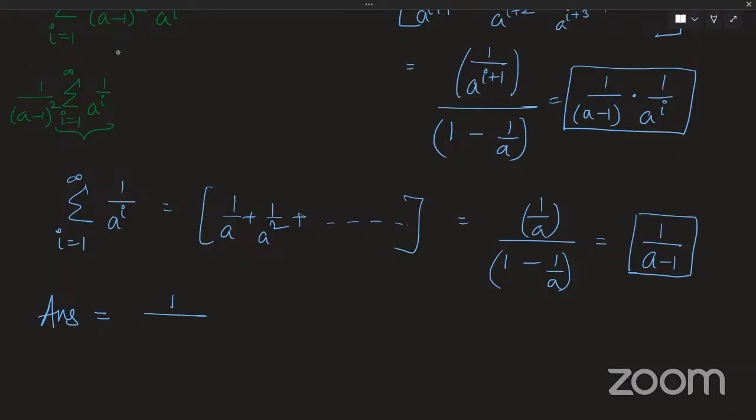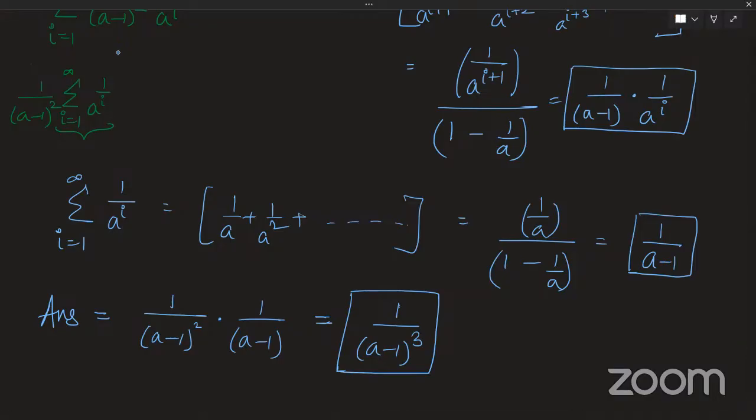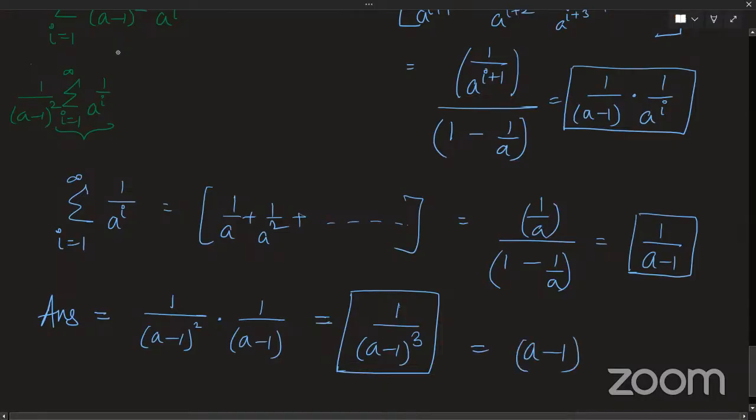Sum 1 by A minus 1 whole square into 1 by A minus 1. So what is this thing equal to? 1 by A minus 1 whole cube, right? Yes, sir, this is what I was asking. Fine, everyone? Okay, this is correct. And it can also be written as A minus 1 to the power of minus 3.